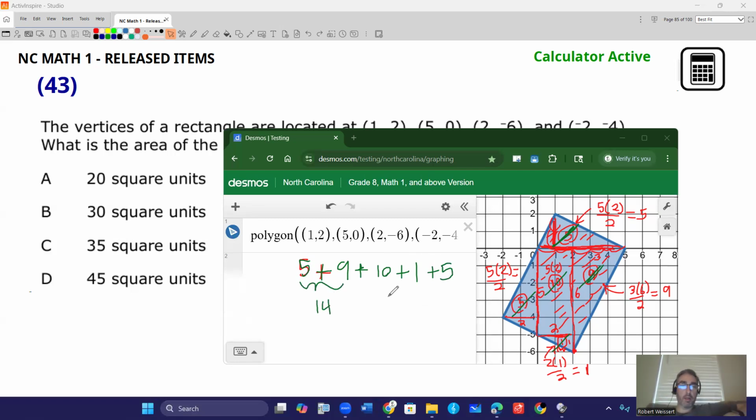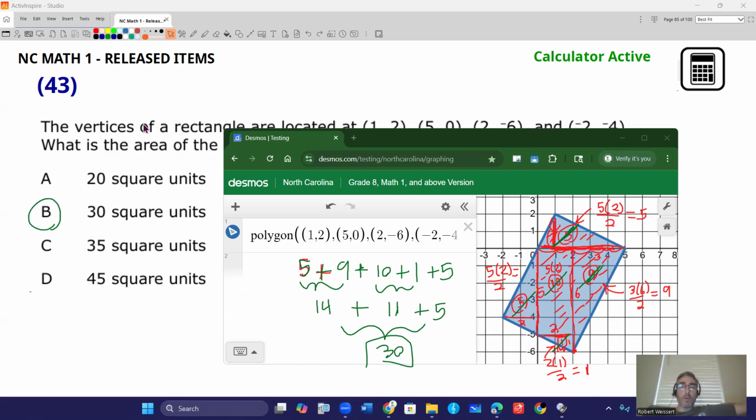That's going to be 14, 11, and then another 5. So that's going to be 14 plus 11. That's going to be 25 plus 5. All that should add to 30. So my area should just be 30 square units.